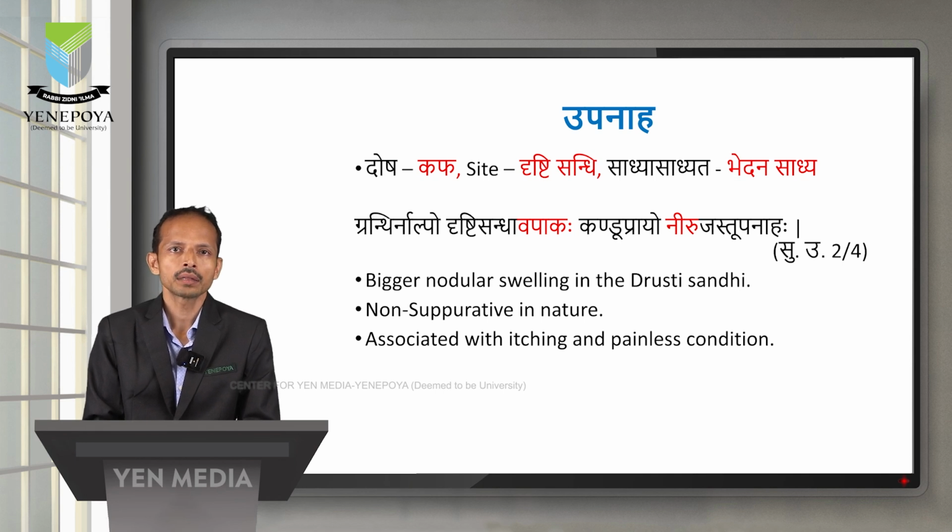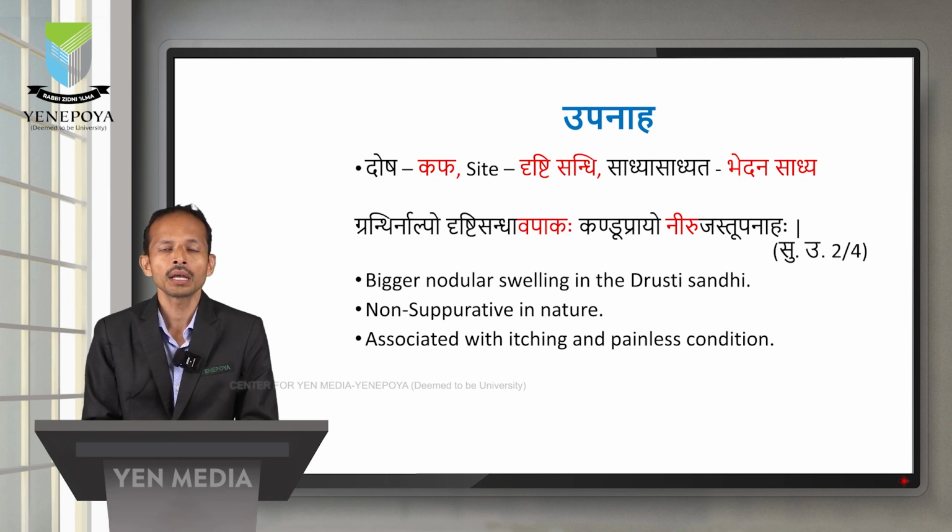So here Grantirna Alpo, it is a nodular swelling in the region of Drishti Sandhi. Here for Drishti Sandhi, you have to take Krishna Drishtigata Sandhi as the Drishti Sandhi. Kandu Prayo Niru Jastu Upanaha. So it is a swelling associated with itching, and it is a painless condition. This condition is called Upanaha.